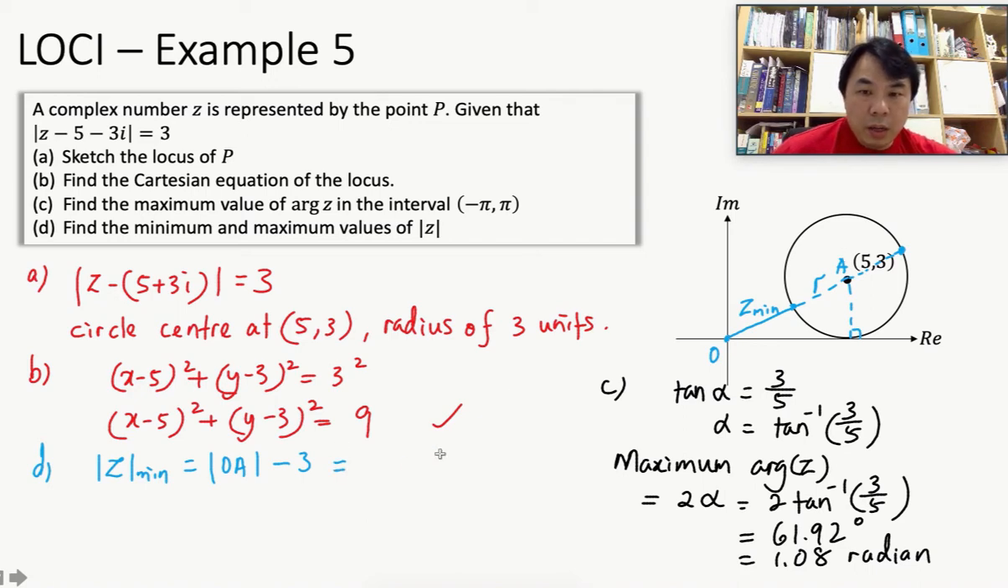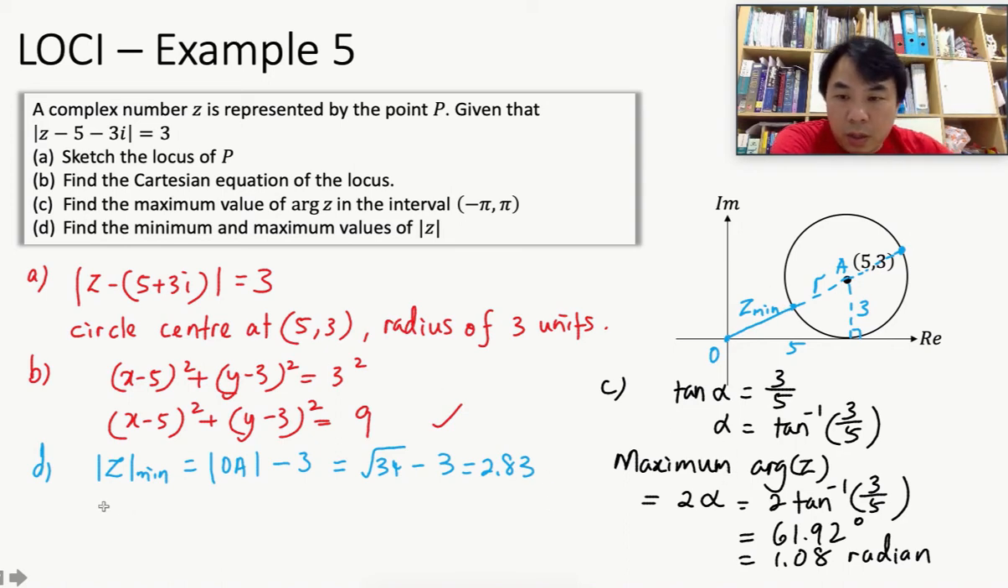Now the length for OA is quite easy to obtain by using Pythagoras theorem, because this is 3 units and this is 5 units. So that is 25 plus 9, 34. So it's root 34 minus 3 here. Let me check the number here. Root 34, okay, and then minus 3. So that is around 2.83 units. That's the minimum.